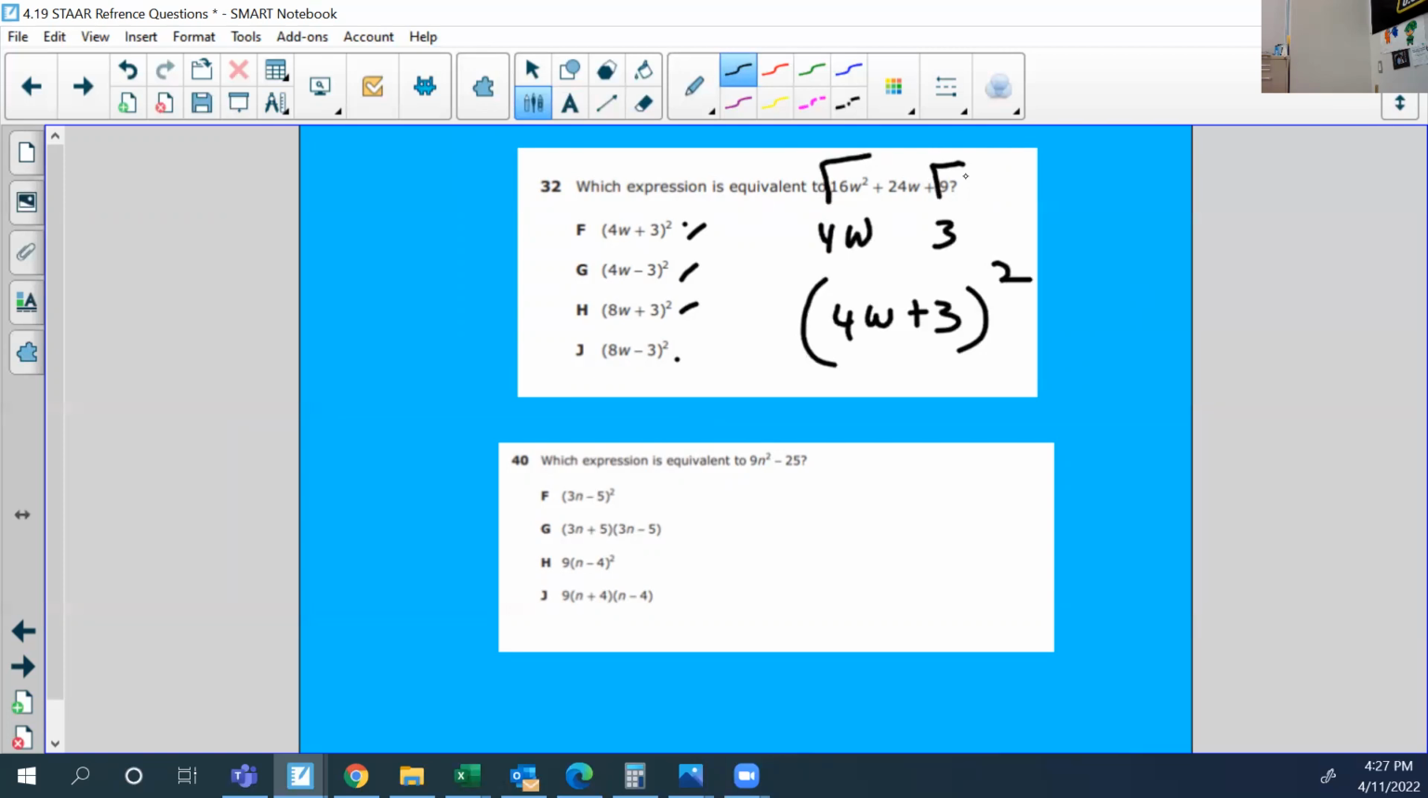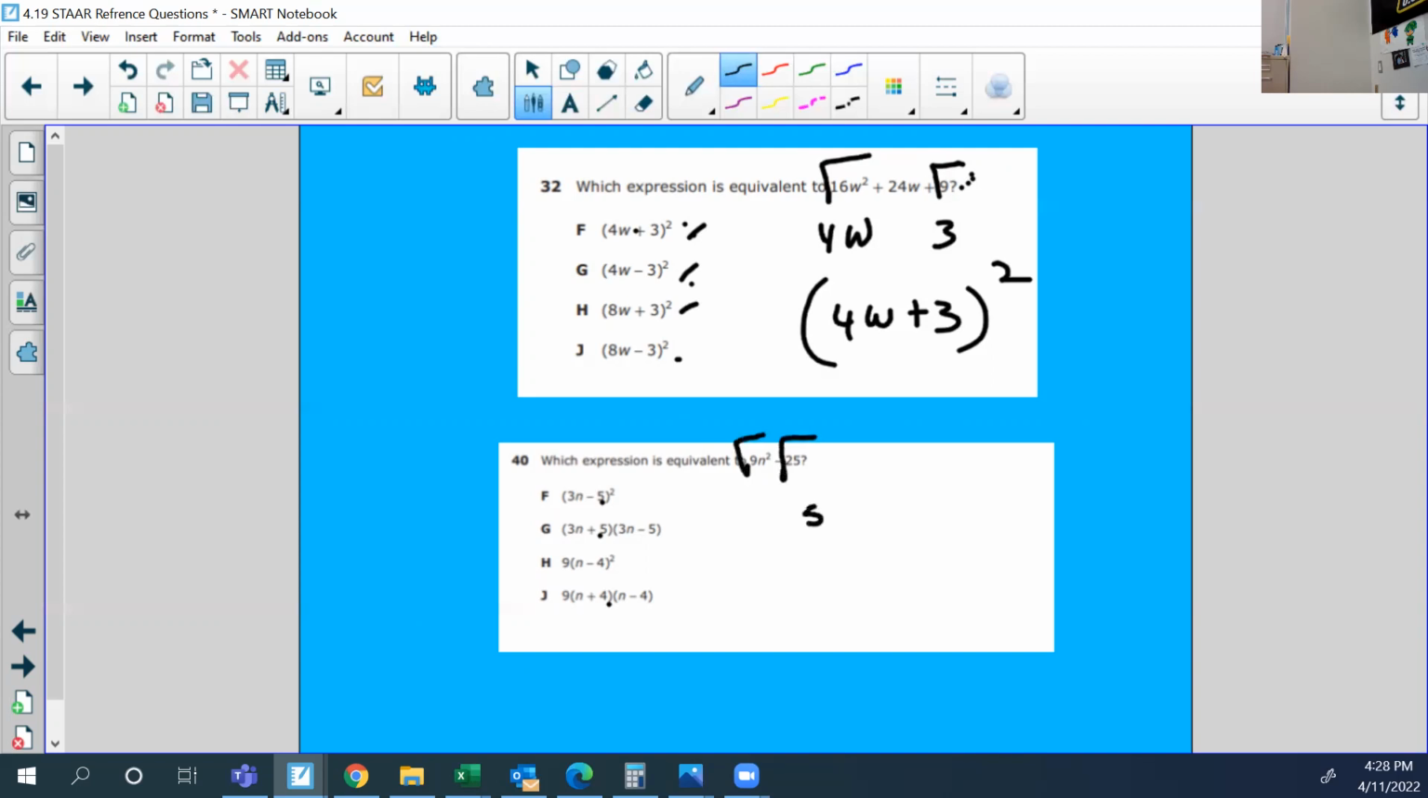Again, you recognize it's a perfect square trinomial. A lot of kids on the test are going to graph this and then graph each of the answer choices, which is a lot longer if you just recognize that it's a perfect square. And just like this one too, which one's equivalent? Again, you want to see which one of these matches this. This is a difference of two perfect squares.